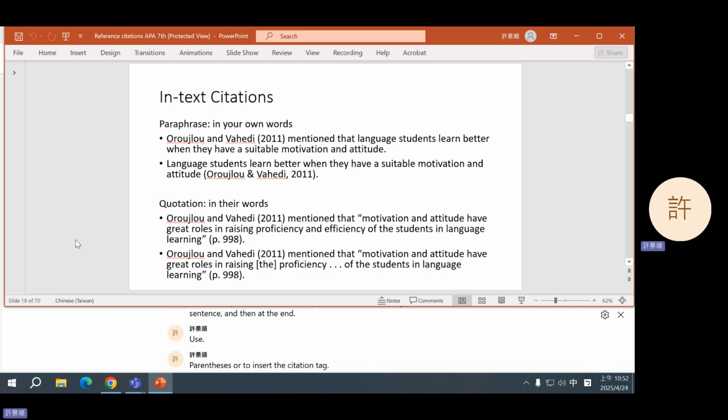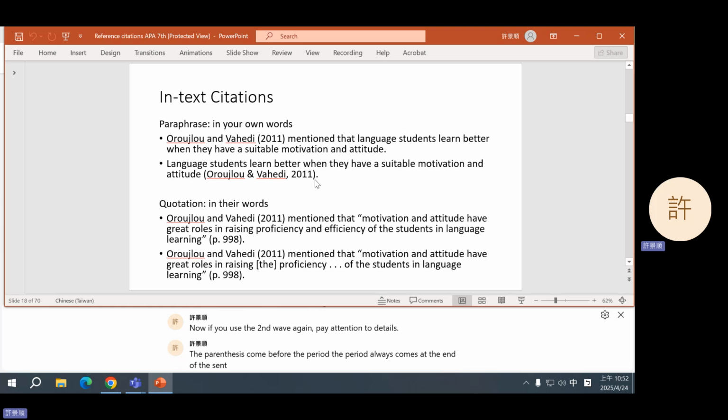Now, if you use the second way, again, pay attention to details. The parentheses come before the period. The period always comes at the end of the sentence, with one exception that we will talk about later.